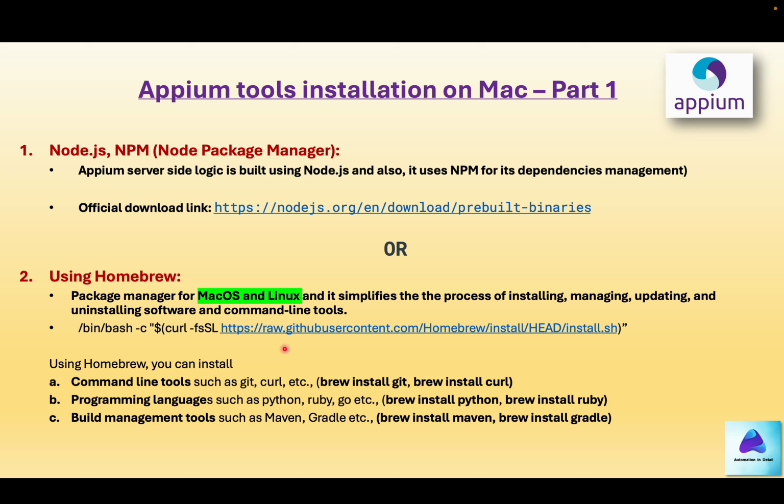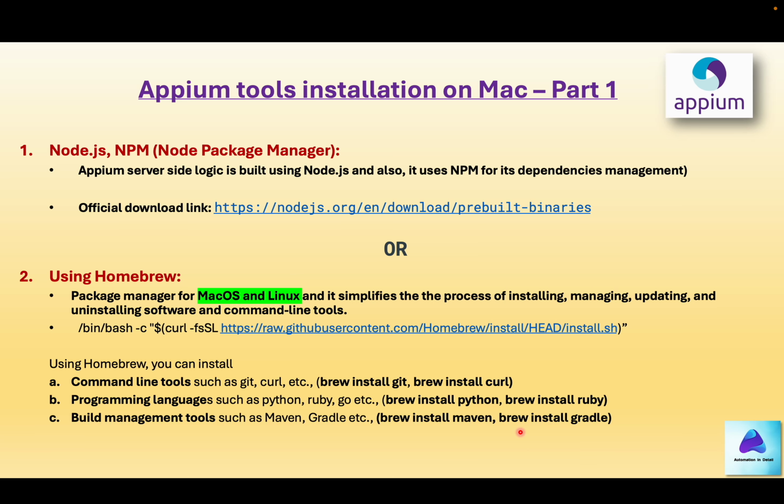But before that, to take a high level overview, we can install command line tools such as git and curl, and this is a sample command. Again, this is after installing Homebrew. We give the command brew space install git, and it starts installing the latest git version. Similarly, we can download curl as well. When it comes to programming languages, we can download Python, Ruby, Go, even Java using these commands. And also build management tools, which we require for our automation, like Maven and Gradle, can also be installed using brew commands.